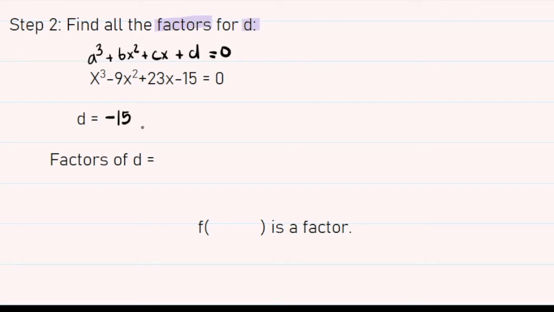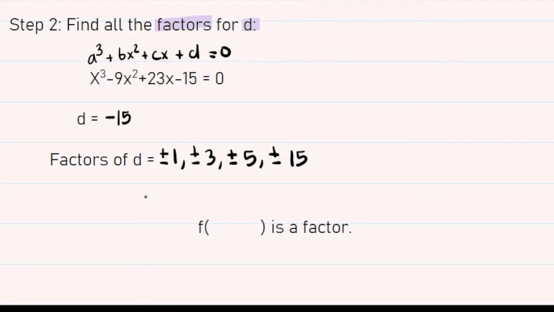Now we need to find an x value that will give us 0 as an answer. In order to do that, we look at the factors of d when there's no a constant. So for example, factors of negative 15 can be positive and negative 1, positive and negative 3, positive and negative 5, as well as positive and negative 15.